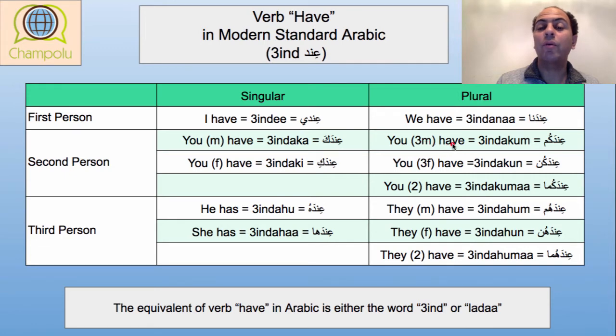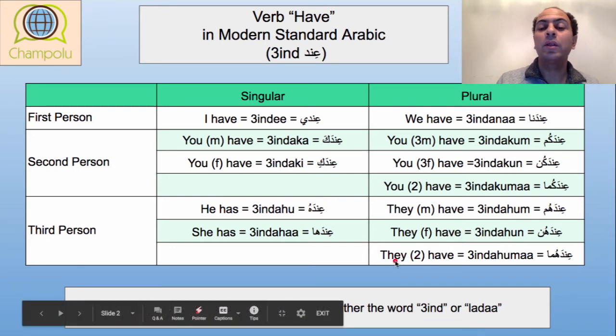You have, when addressing a group of males or mixed, عندكم. You have, for addressing a group of females, عندكن. When you're addressing two people, you have عندكما. They have, for a group of male or mixed, عندهم. They have, for a group of females, عندهن. They, for dual, عندهما.